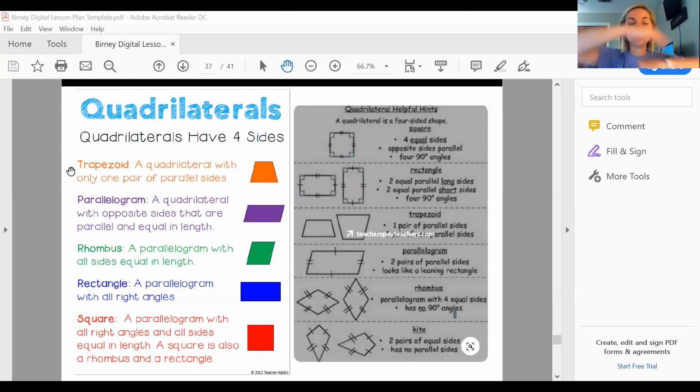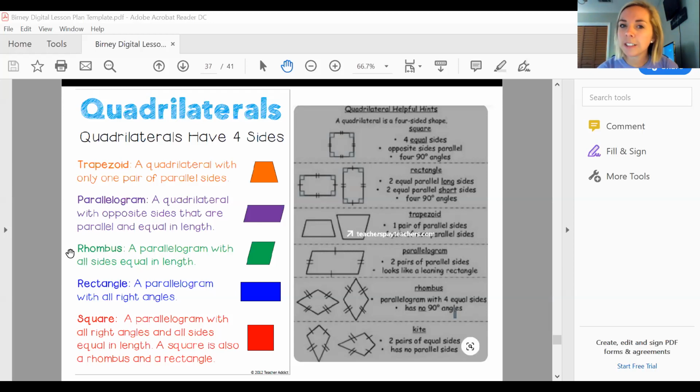They are parallel. A parallelogram in purple is a quadrilateral because the opposite sides are parallel and are equal in length. Okay, so these 2 sides are the same length and they're parallel. These 2 sides are the same length and they're parallel. That's what makes a parallelogram special. A rhombus is a parallelogram with all sides equal in length. And it also has these 2 sides parallel and these 2 sides parallel. All sides are the same and it has 2 pairs of parallel sides.